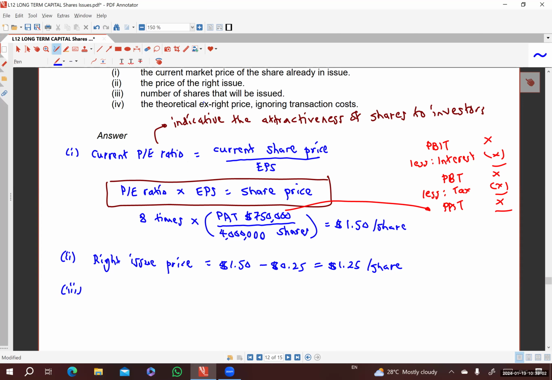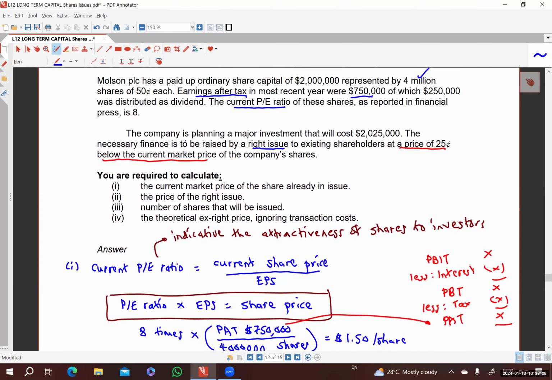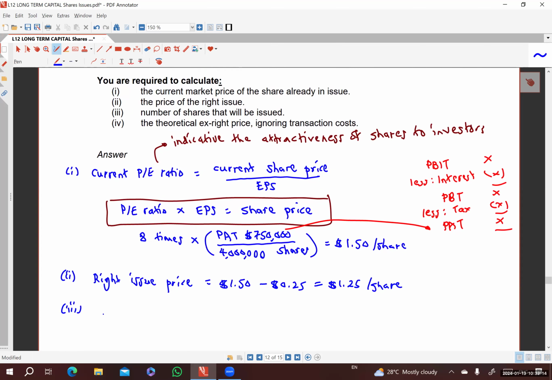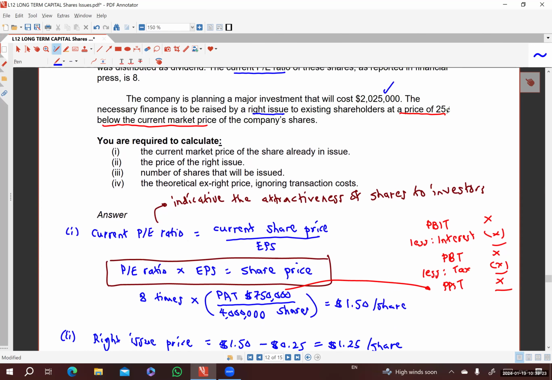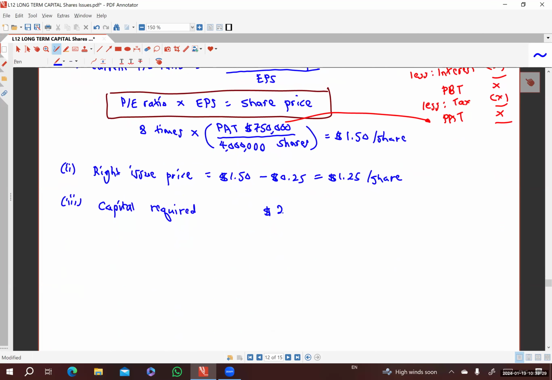The number of shares to be issued. The purpose of the rights issue is to raise this capital. I want the rights issue to raise this capital to finance this investment. It's 2,025,000. I need to raise this money.